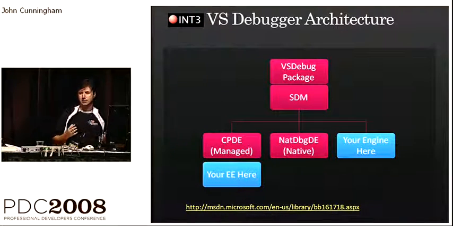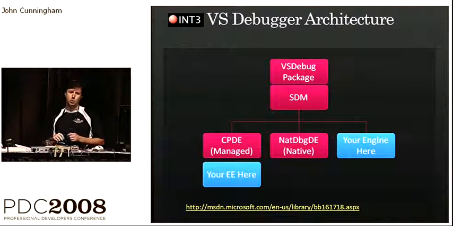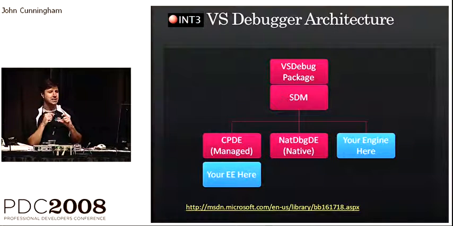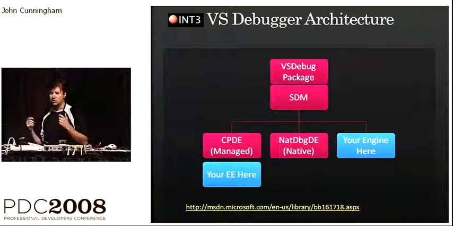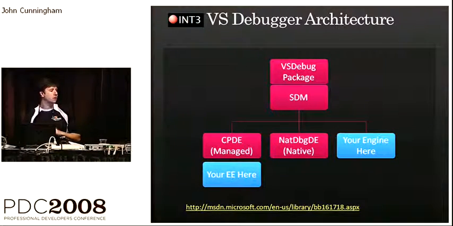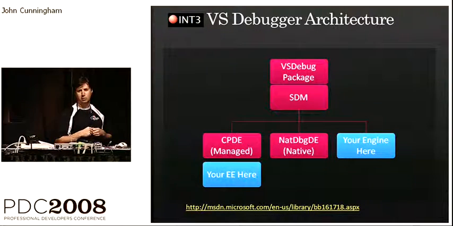You can see on this slide, you have right at the top the VS Debug package, which is the piece of code that's responsible for all of the windows that you actually see in the debugger. Threads window, locals window. It's the thing that's responsible for putting the yellow glyph and the red glyph on your code. Next, we have the SDM, something we call the Session Debug Manager.